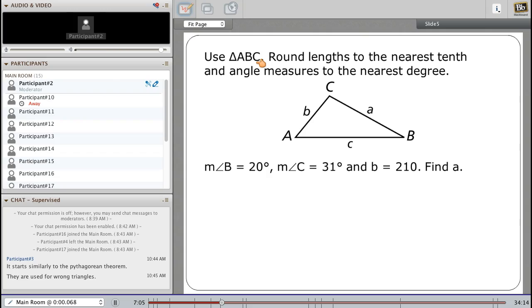So we have triangle ABC, round the lengths to the nearest degrees.